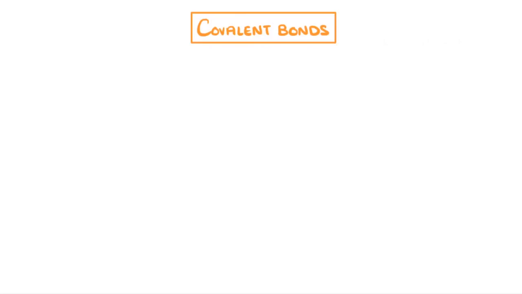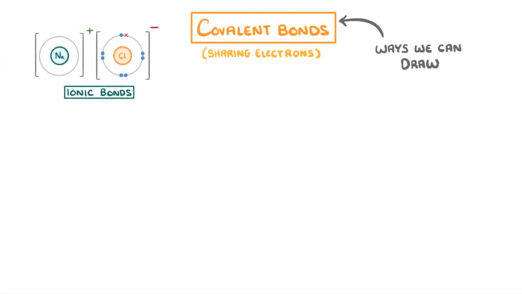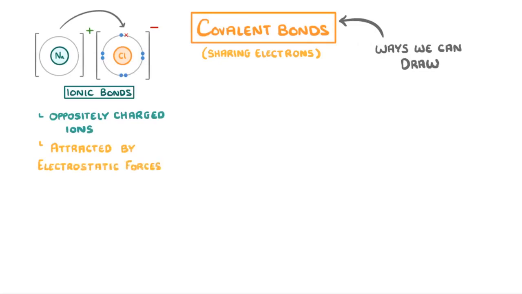Form covalent bonds by sharing electrons. And we'll also see all the different ways that we can draw these covalent bonds. To very quickly recap, we've already seen how some atoms can form ionic bonds by transferring electrons from one atom to the other. This makes oppositely charged ions that are then attracted to each other through electrostatic forces, which hold them together. And the reason that they transfer these electrons is so they both get a full outer shell.